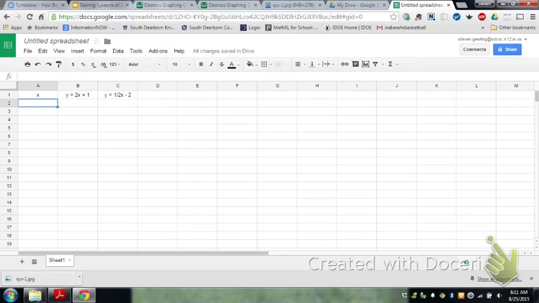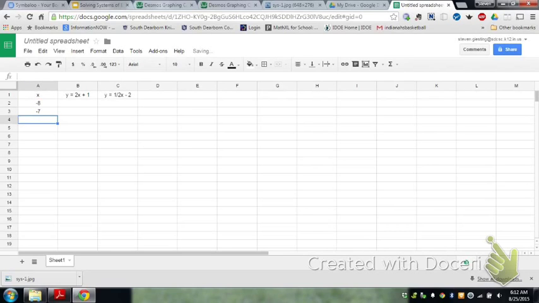In my first column, I'm going to make these my x's. I'm just going to start with some random value. Let's say we start with negative 8. The nice thing about Google Sheets is I can tell it to do a formula. In cell A3, column A, row 3, I'm going to type equals, and all I want to do is simply increase my x's by 1. So I'm going to use A2, which is where I put my negative 8, plus 1.